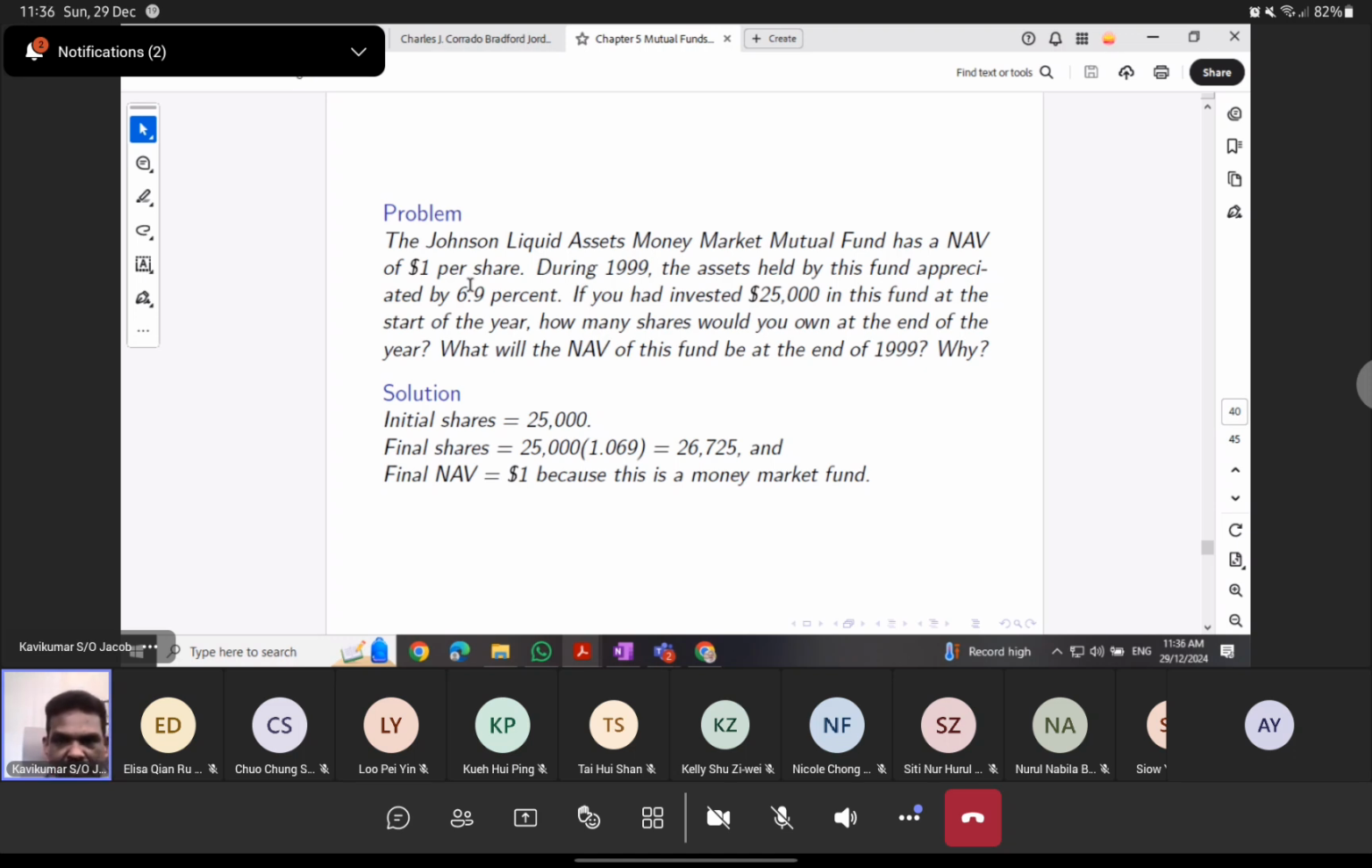Johnson Liquid Asset Money Market Mutual Fund has NAV $1 per share during 1999. The assets held by this fund appreciated by 6.9%. If you had invested 25,000 in this fund at the start of the year, how many shares would you own at the end of the year? What will be the NAV of this fund at the end of the year? So you're investing $25,000, and the assets held by the fund appreciated 6.9%. So you will get extra, right?